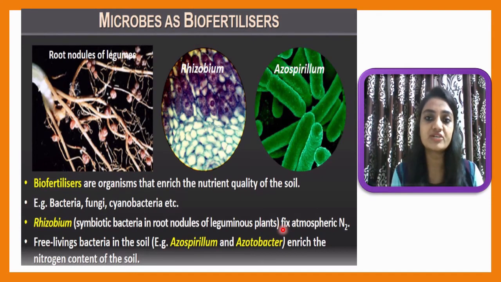Atmospheric nitrogen cannot be used directly by any organism. Plants cannot use the nitrogen of the environment directly, though it is 71% of the atmosphere. Plants can only use nitrogen after fixation in the soil. This fixation of atmospheric nitrogen is possible due to the role of rhizobium.